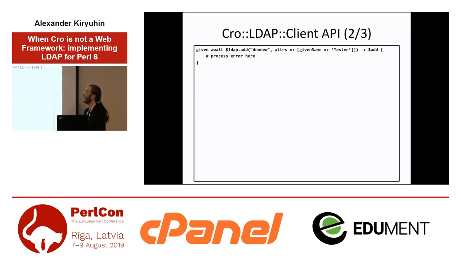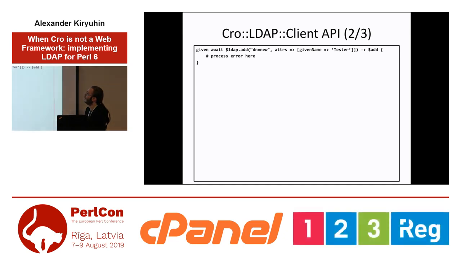And the second part should be more straightforward. Firstly, all operations here will be returning a promise. So you can do things concurrently, simultaneously. The first thing is just simple addition. You add a new entry with a distinguished name dn equals new, and just one attribute, given name is tester. And of course, when the response arrives, you check it.